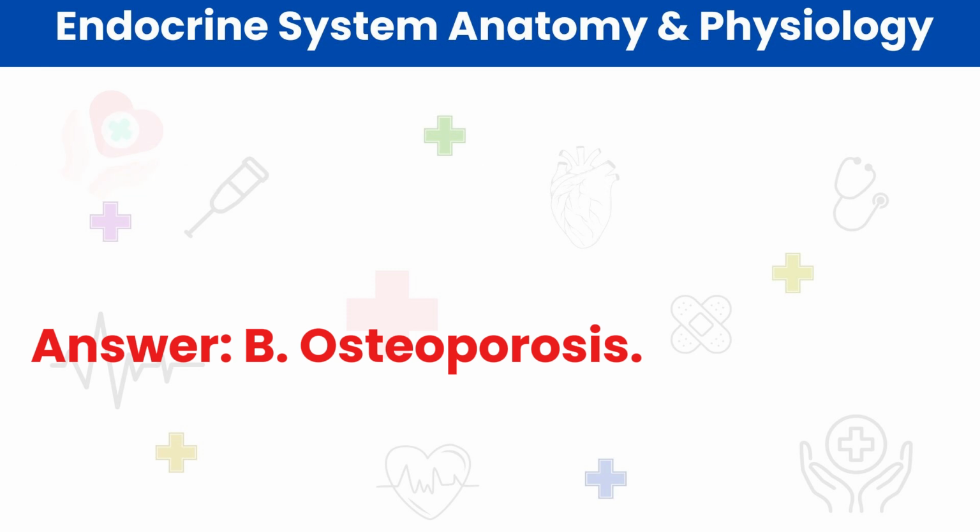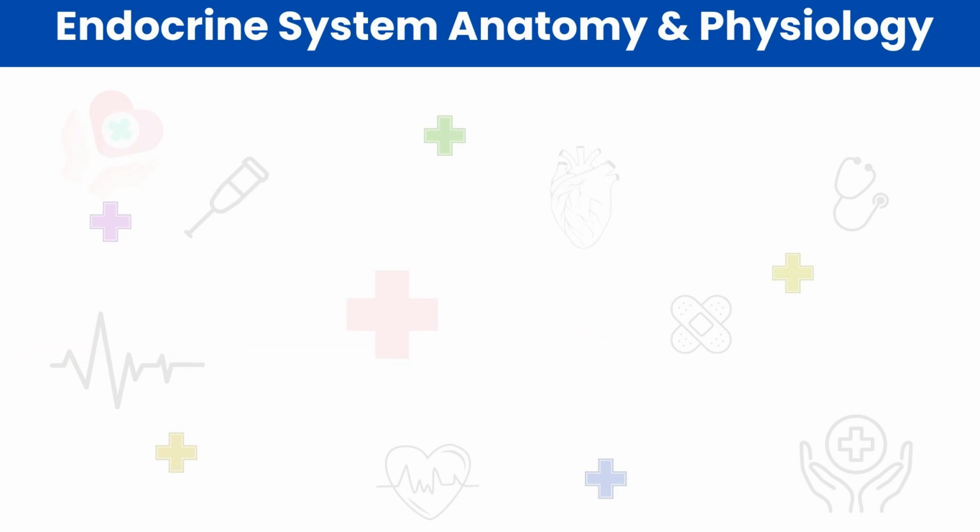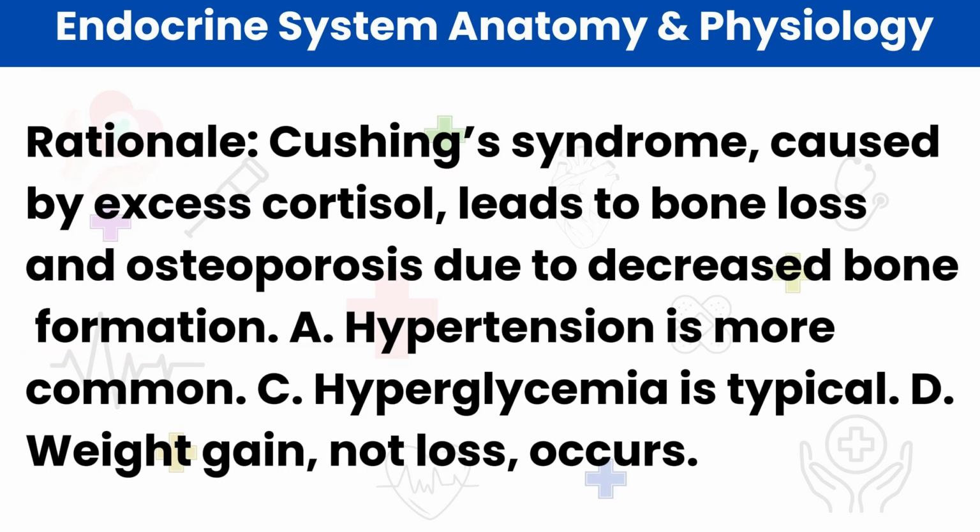Answer: B. Osteoporosis. Rationale: Cushing's syndrome, caused by excess cortisol, leads to bone loss and osteoporosis due to decreased bone formation. A. Hypertension is more common. C. Hyperglycemia is typical. D. Weight gain, not loss, occurs.